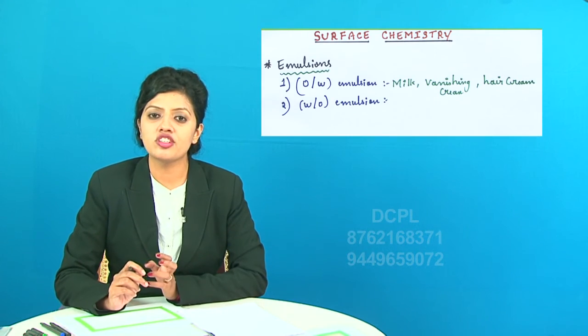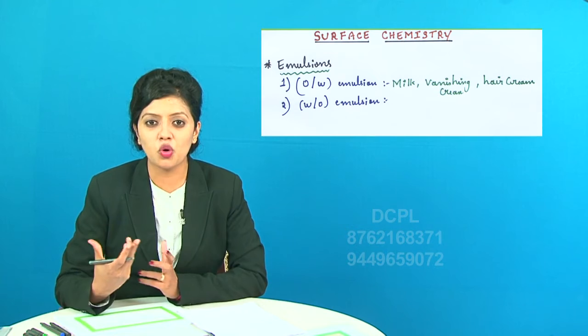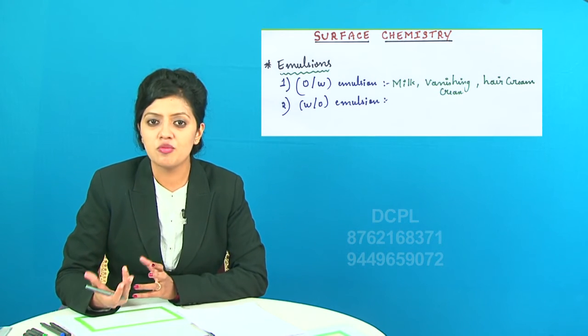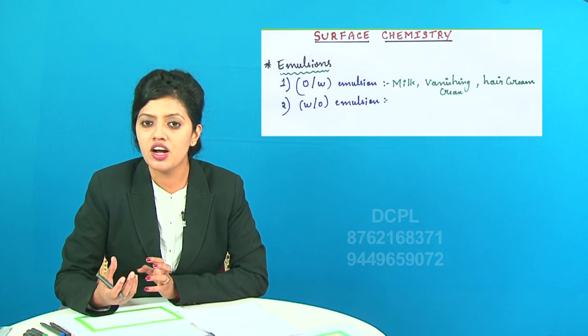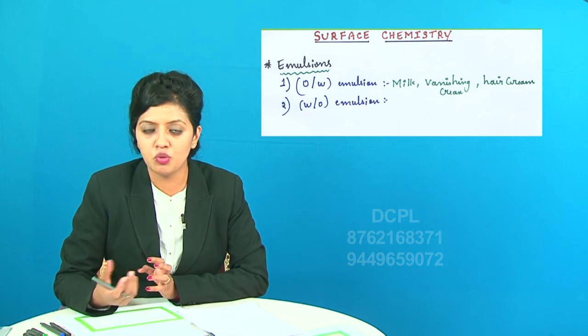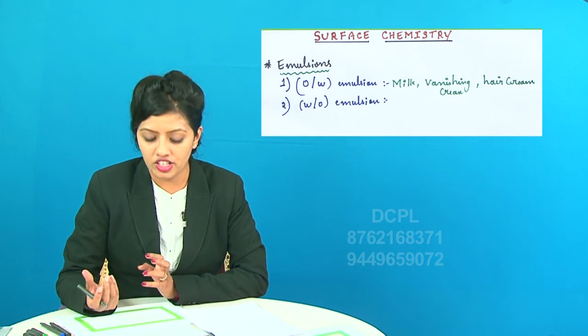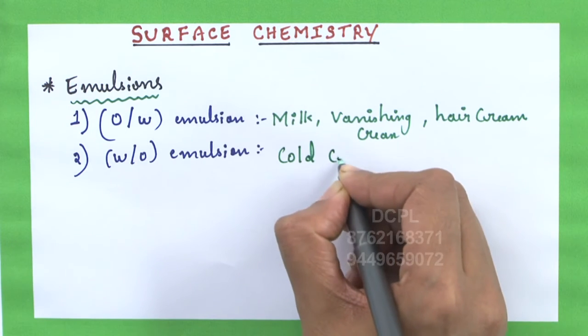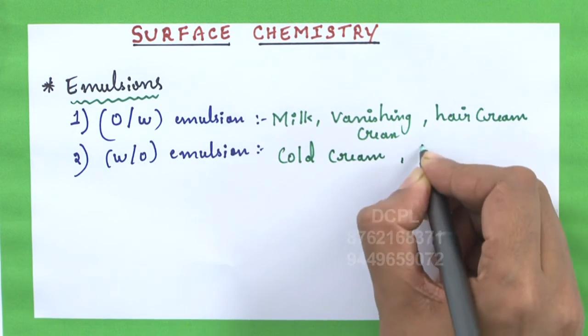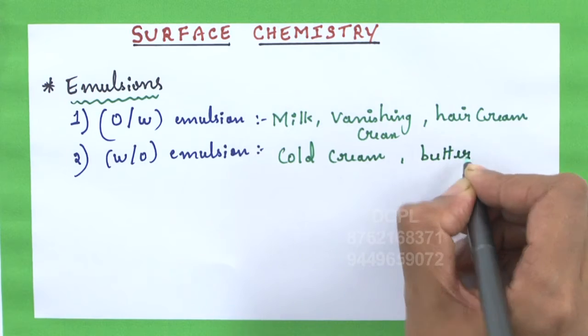Whereas water in oil type of emulsion is the cold cream which we use during the monsoon season, or these days daily also we use that cold cream. Apart from that, butter, both form water in oil emulsion. Cold cream, which is known as winter cream, apart from that, butter.